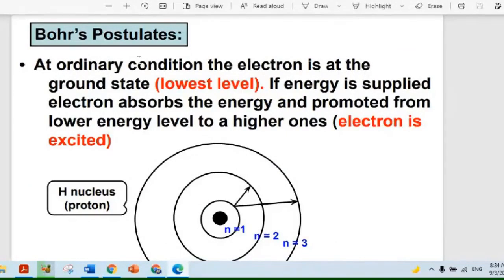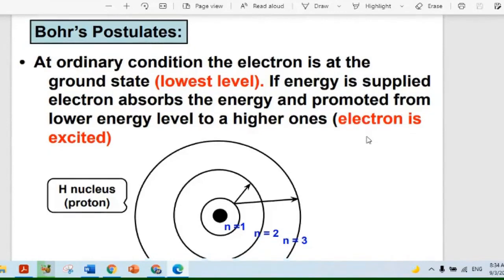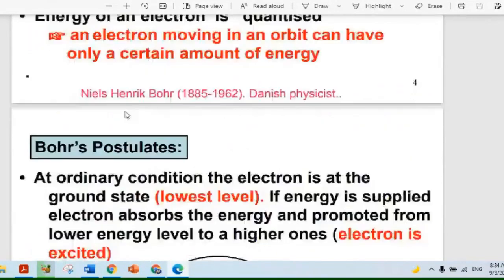So you must know, at ordinary condition, the electron is at the ground state or lowest energy level. So when energy is supplied, it will absorb it and be promoted from a lower energy level to a higher energy level. So over here, the electron is excited. Okay, so this is the basic concept.